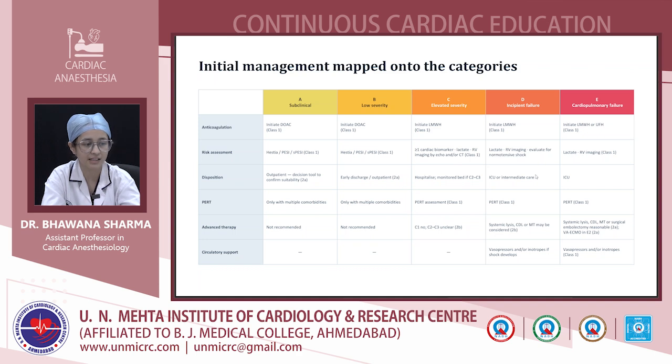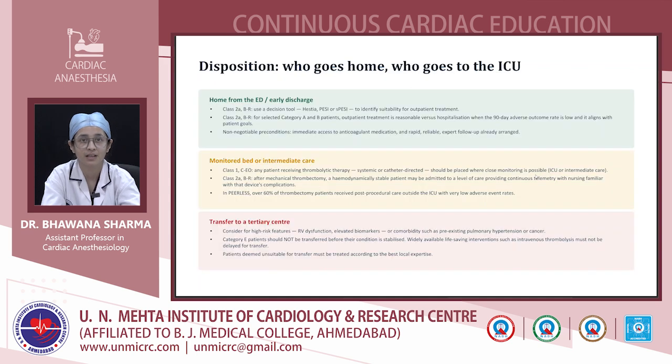And in D, where there is incipient failure, we initiate low molecular weight heparin. We assess lactate to see whether the patient has normotension with hypoperfusion. We do the RV imaging, we evaluate for normotensive shock, and the patient is admitted in ICU for intermediate care. And in category E, where the patient is in cardiopulmonary failure, we initiate low molecular weight heparin and unfractionated heparin, and we assess lactate and RV imaging, and this patient is admitted in the ICU.